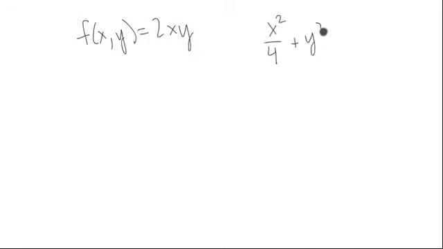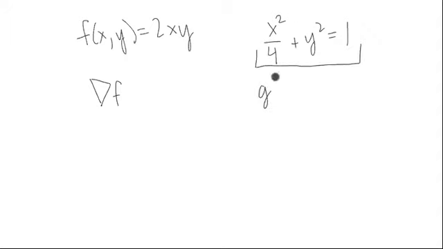Let's take a look at finding maximum or minimum values of f(x, y) = 2xy when we're concentrating on staying on the following curve: x squared over 4 plus y squared is equal to 1. Now, following the idea from the previous video, we want to find points (x, y) where the gradient of f is going to be parallel to the gradient of some function g that this is a level curve of.